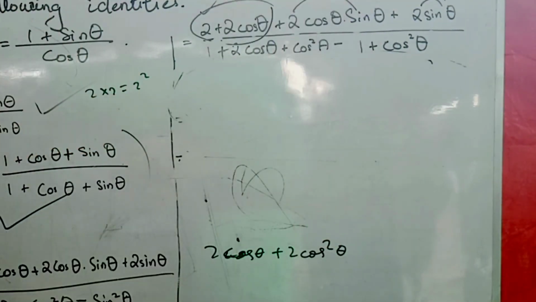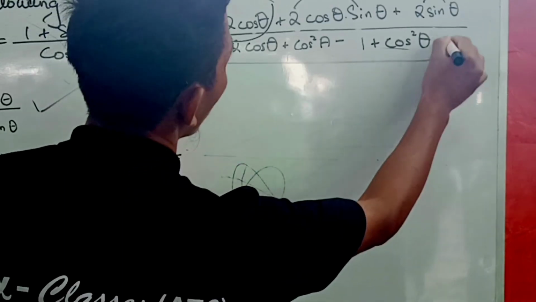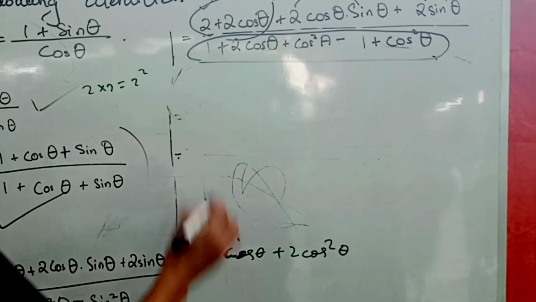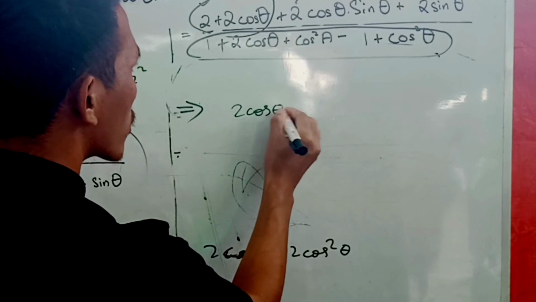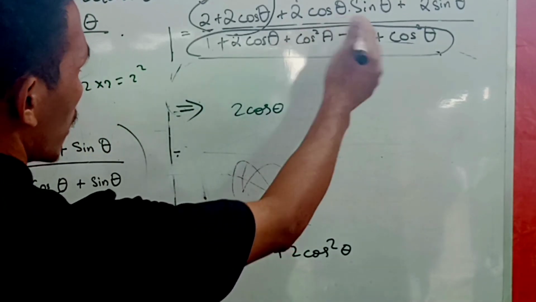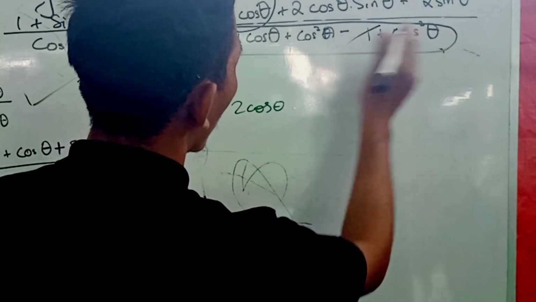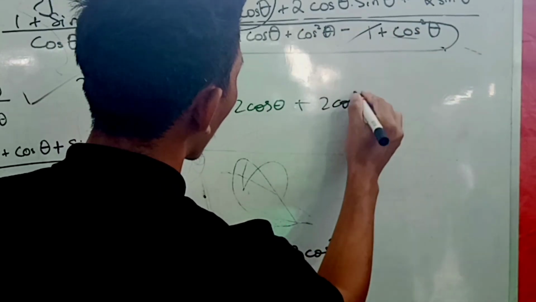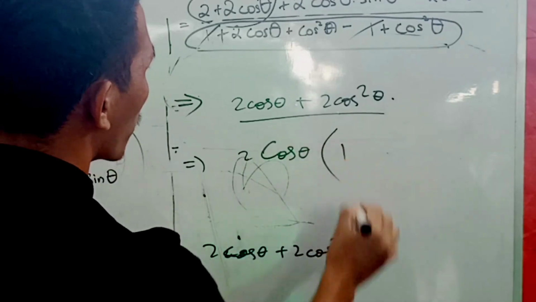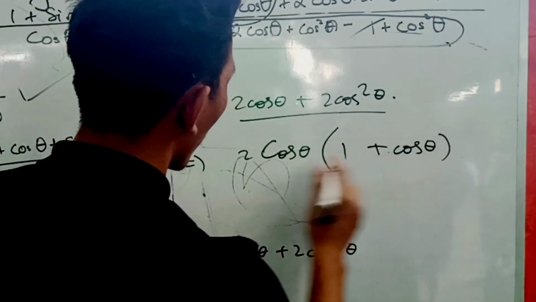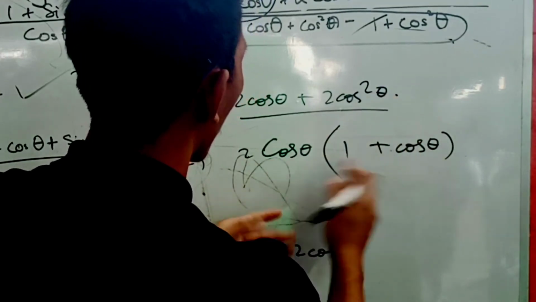2 cos theta plus 2 cos square theta. Cos square theta, minus 1 plus 1 cancel. 2 cos square theta, 2 cos theta into 1 is 2 cos theta plus 2 cos theta into cos theta is 2 cos square theta.